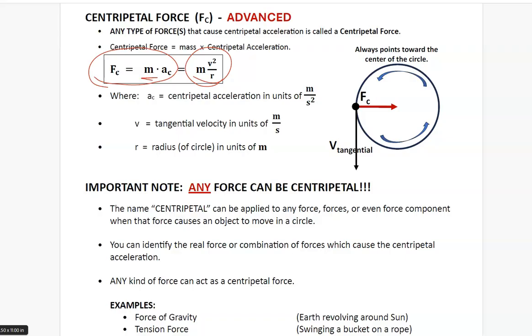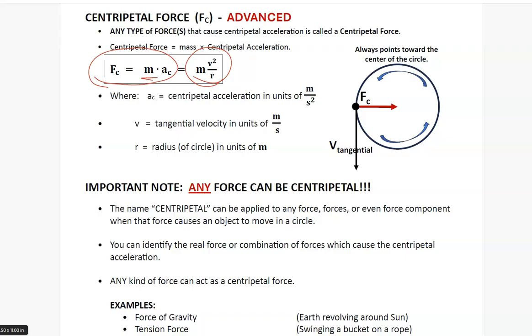Now, one thing we haven't talked about is what is the source of this centripetal force? Well, the fact is there is no specific force that is the centripetal force. It's not like the force due to gravity or a normal force from a surface or frictional force from two objects rubbing against each other. Any force has the potential to become the source of the centripetal force. The name centripetal can be applied to any force, forces, or force component when that force causes an object to move around in a circle.